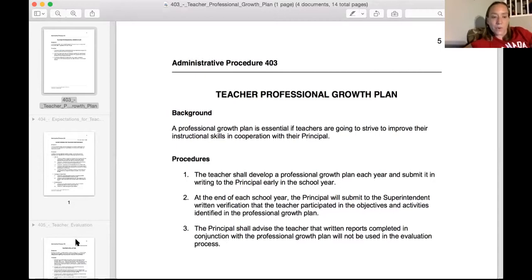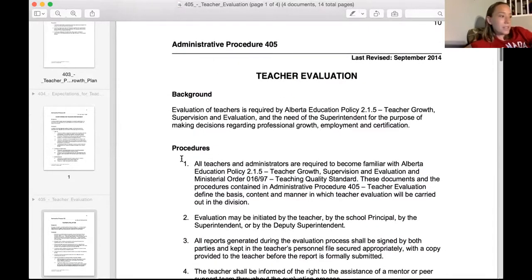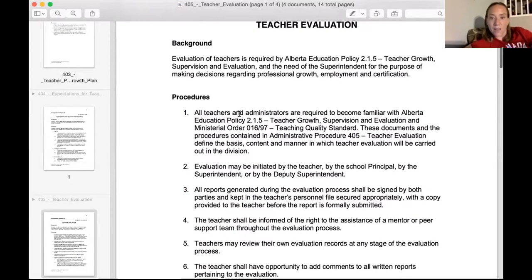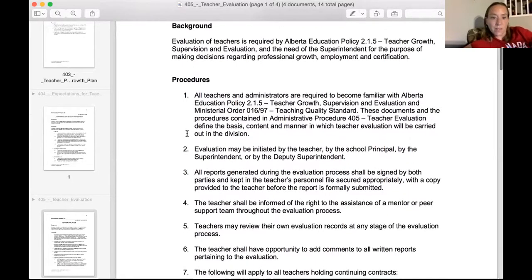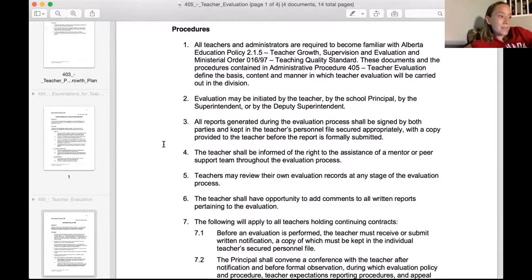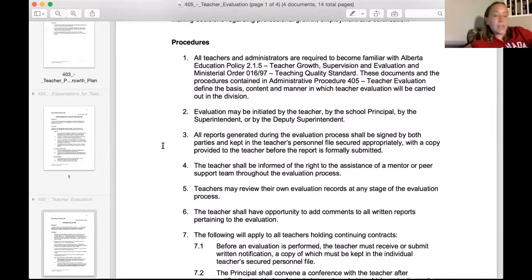I'm going to jump ahead to 405. It's a little bit more specific than 404. 405 speaks to teacher evaluation. It is here a little bit more involved. Procedure 1, I found interesting as this was one of the notes I had already made for myself. It is important for principals to be familiar with the teacher quality standard as well as with the evaluation policy set out by Alberta Education. So it starts there. Many of the procedures in this list are very similar, if not the same, to the ones outlined in the Alberta Ed Policy. All reports must be put in teacher's personal file, is in my school procedure. If you read through the government procedure, it requires that all reports are handed to teachers, and teachers have a copy of it.